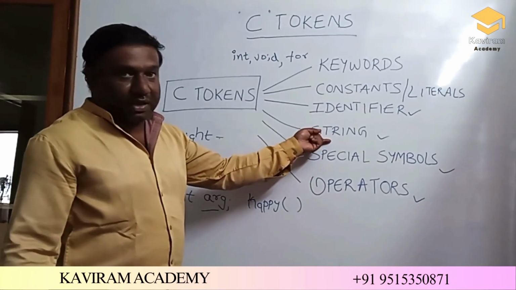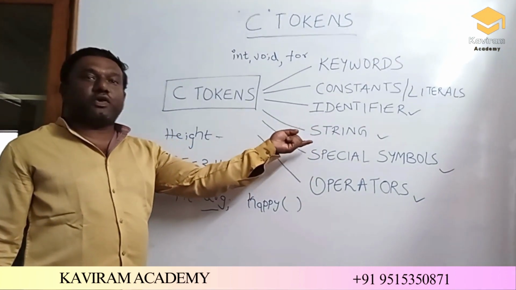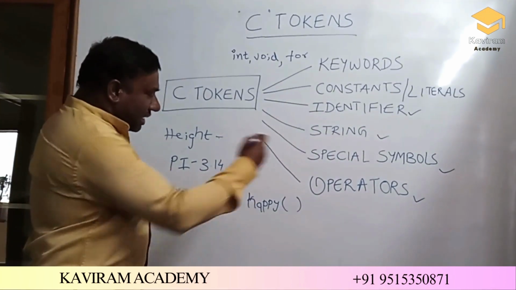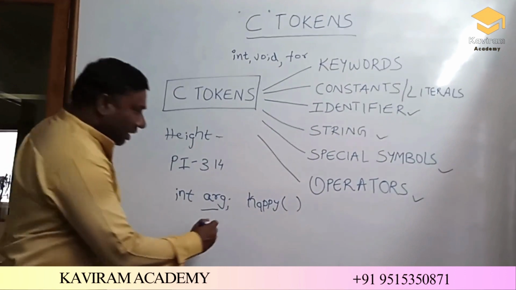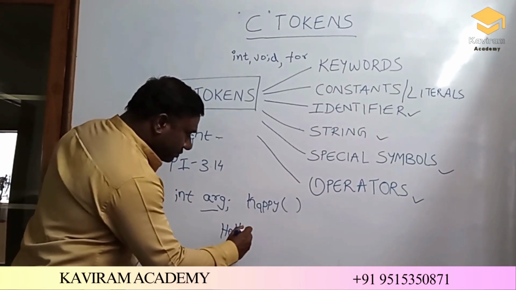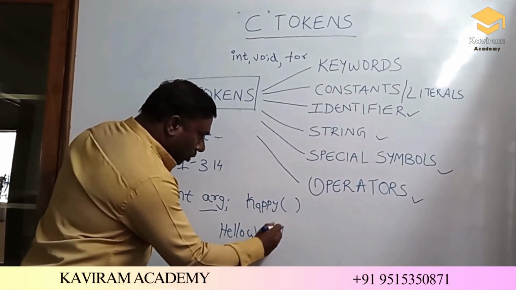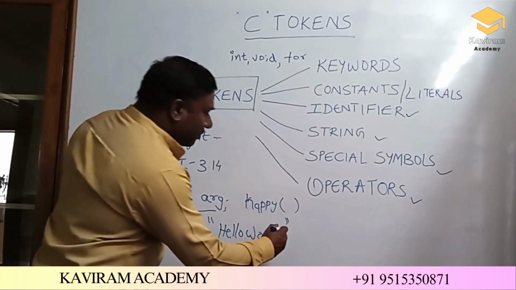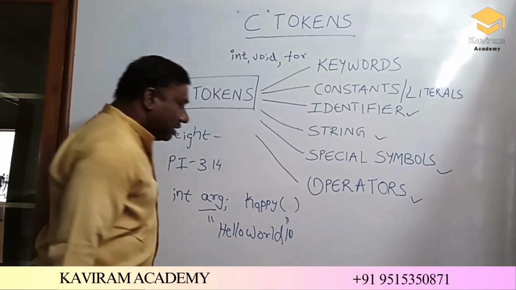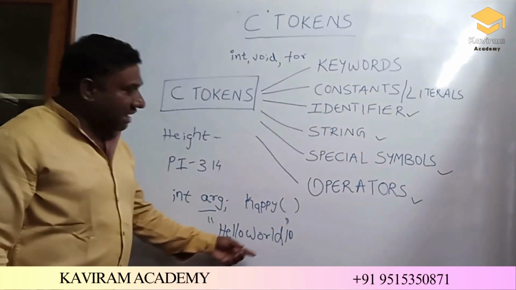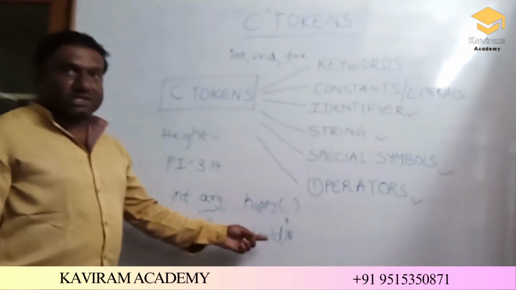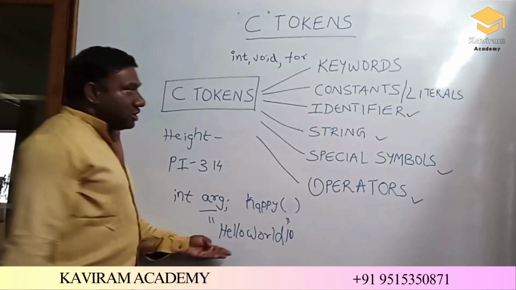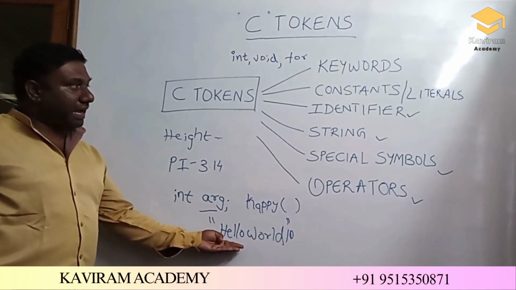Next one is string. A string is nothing but a collection or group of characters. For example, for a string, if I give hello world, this is a group of characters which will be taken as a string, and the last one is the null character. For each and every string, the last one is the null character. Whenever the C compiler sees the null character, it understands that it is the end of the string. So a string is nothing but a collection of characters.